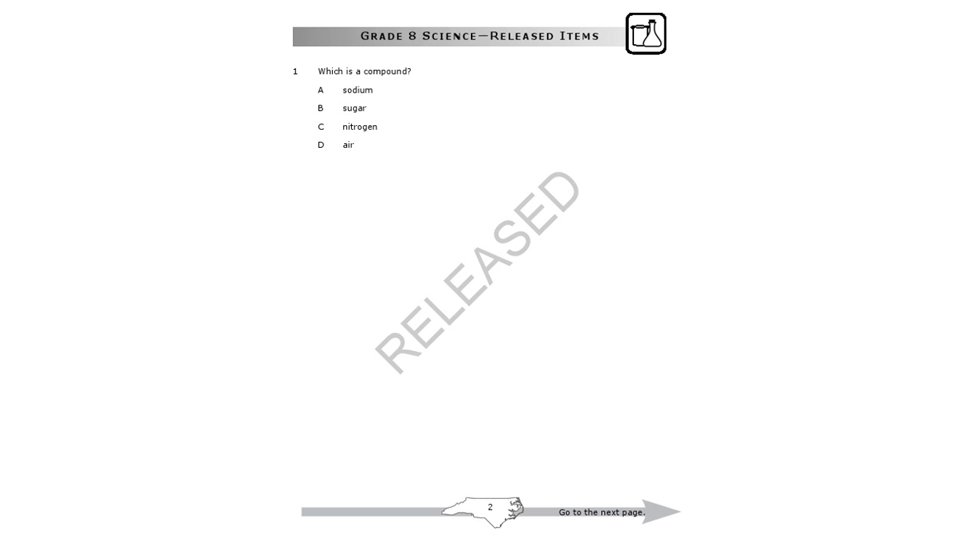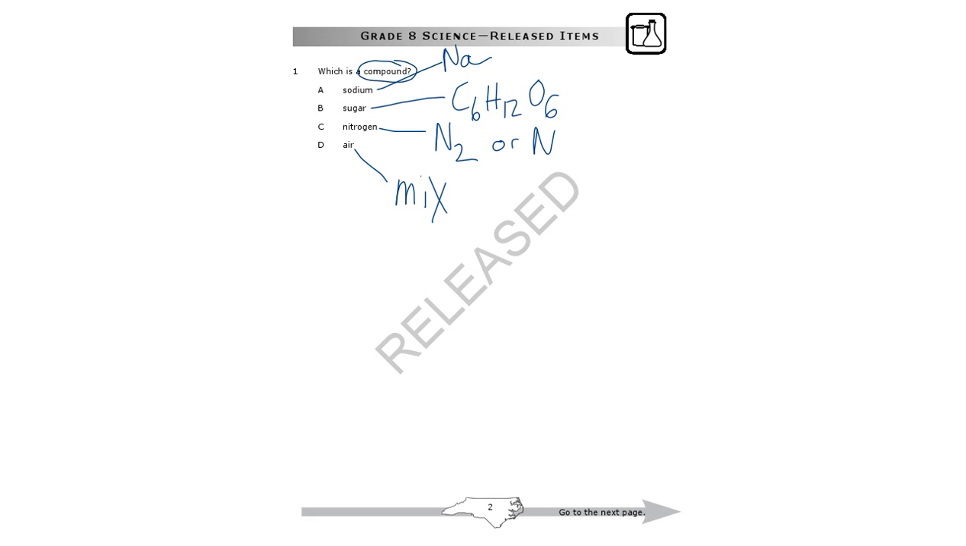Which is a compound? Well, air is a mixture. Nitrogen is N2, or you might see it as N. Sugar is C6H12O6. And sodium is Na. Now, one of those is a compound. You have to figure out which one. Okay?